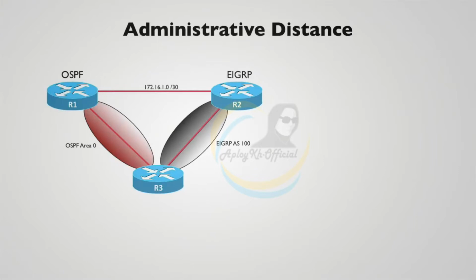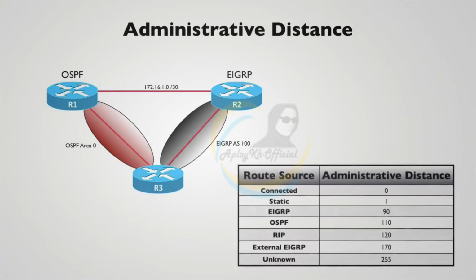Well, what R3 is going to do is consider the source. It's going to say, who sent me this information? And the routing source has an associated administrative distance. By default, a route that is directly connected, that's very believable to a router. So it has an administrative distance of 0. If we go in and statically configure a route, by default, that has an administrative distance of 1. However, we can make that a larger number if we want to when we're configuring the static route.